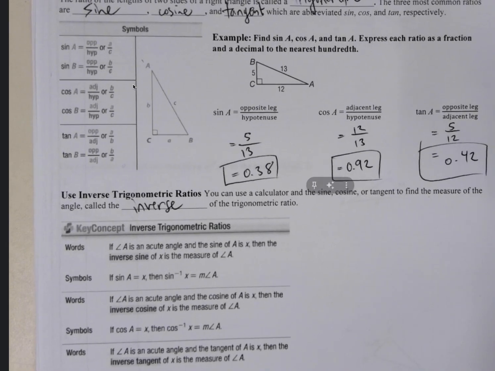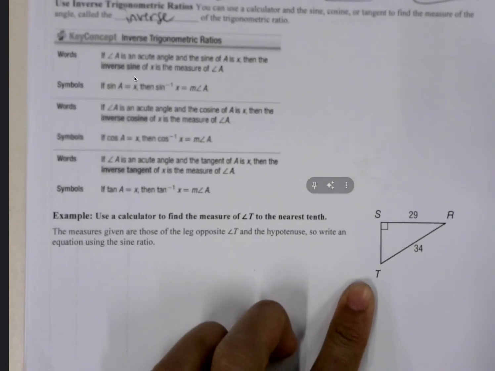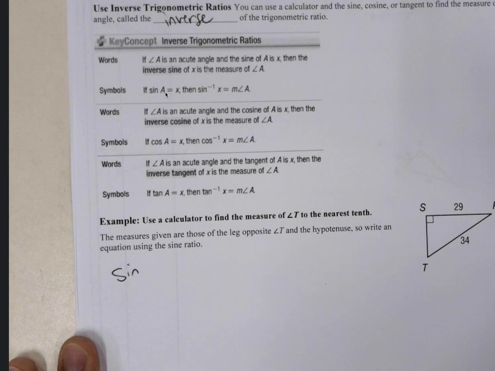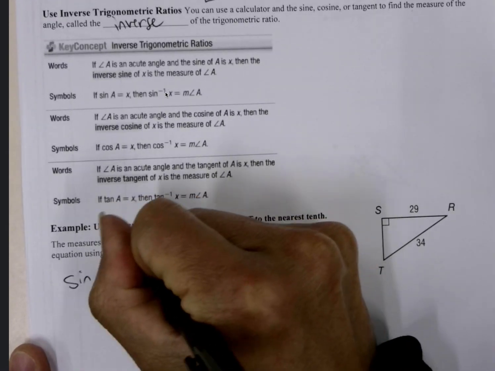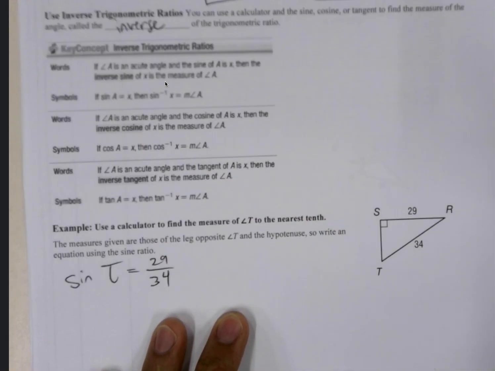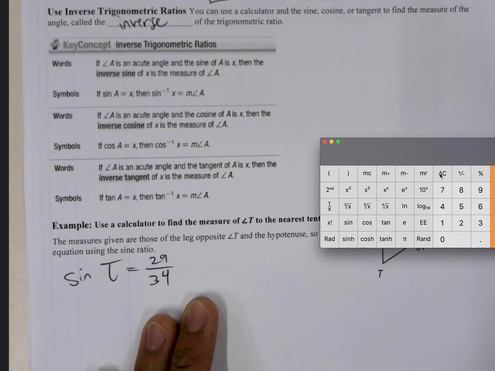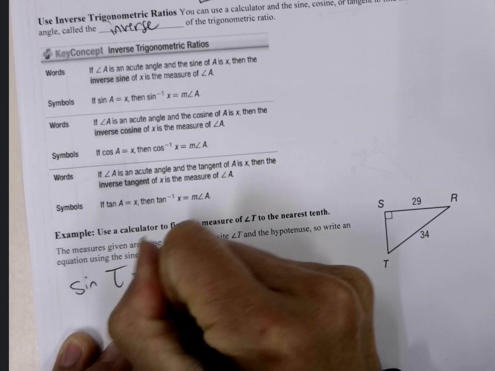If we're here at angle T, we have the opposite, and we have the hypotenuse. So if we come over to our ratios, what one has opposite and hypotenuse? That's sine. It's opposite over hypotenuse, right? So I'm going to go ahead and use sine for this one. So I'm going to say sine of T is equal to opposite over hypotenuse, which is 29 over 34. So now we're going to go ahead and drop it in the calculator. Round to the nearest hundredth place. 29 divided by 34 is 0.85. So it's going to equal 0.85.